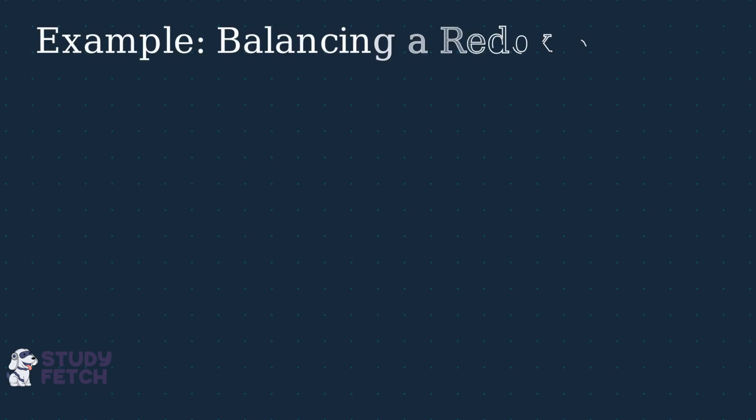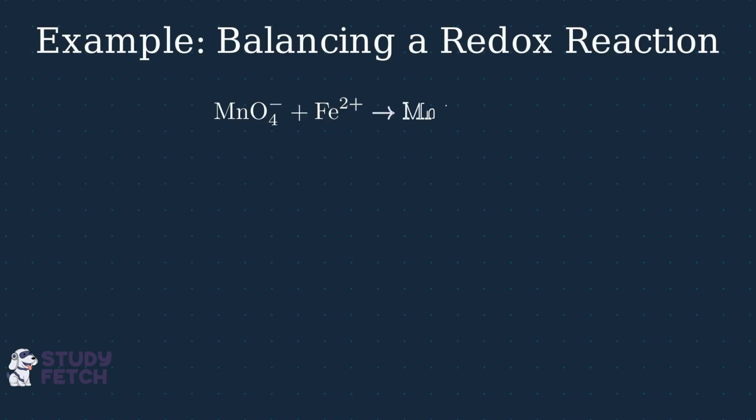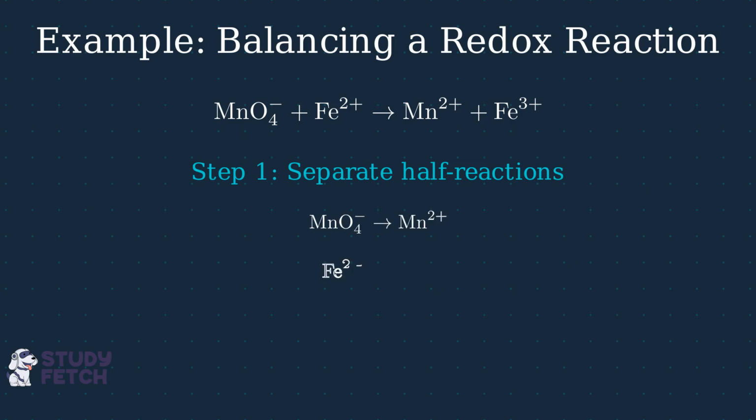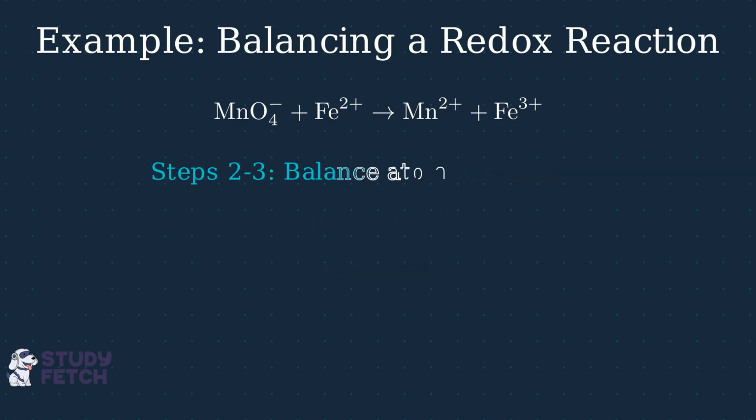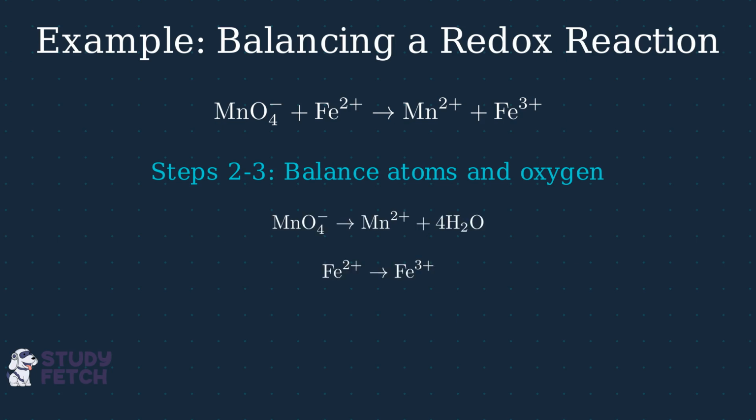Let's work through an example of balancing a redox reaction in acidic solution. Here we have permanganate ion reacting with iron 2+ to form manganese 2+ and iron 3+. First, we separate the reaction into two half reactions: reduction of permanganate to manganese 2+ and oxidation of iron 2+ to iron 3+. For the permanganate reaction, we need to balance oxygen by adding water to the right side.